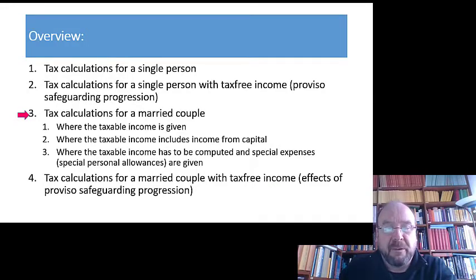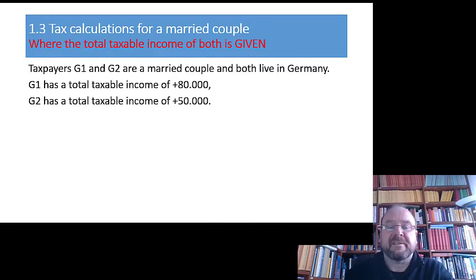Let us now go on to the tax calculations for a married couple. And there we have the first simple case here. G1 and G2 are a married couple and both live in Germany. G1 has a total taxable income of 80,000. G2 has a total taxable income of 50,000.